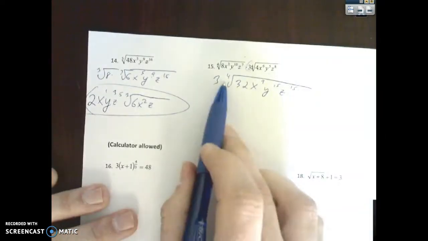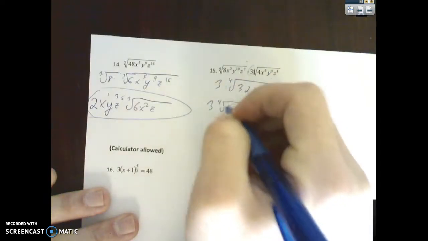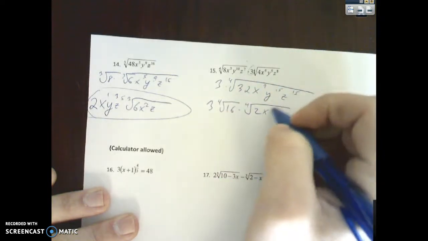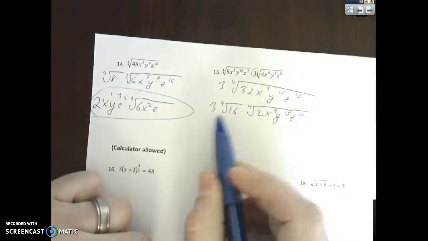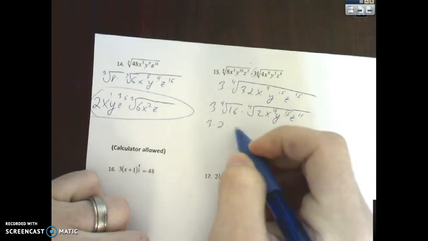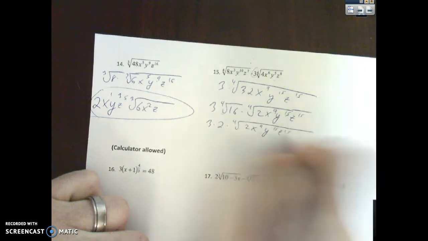Okay, what perfect fourth goes in 32? Okay, that would be 16. I'm left with 2, x to the 9th, y to the 15th, z to the 15th. 4th root of 16 is 2. Okay, this all stays the same for right now. 3 times 2 is 6.